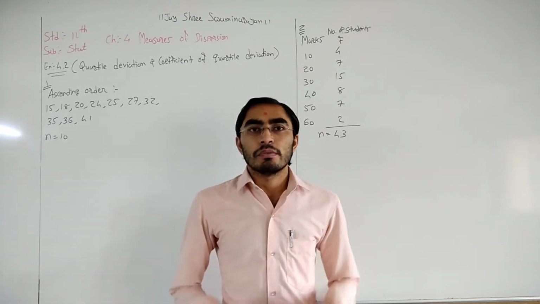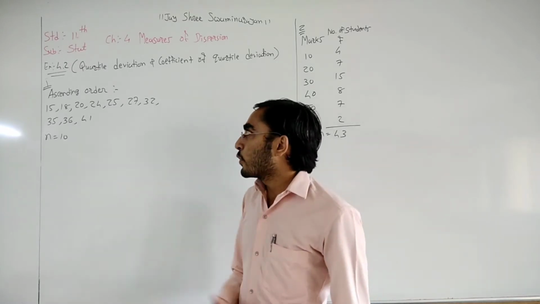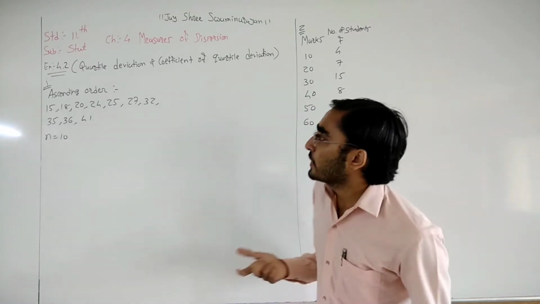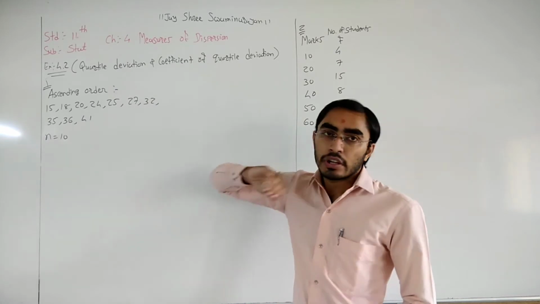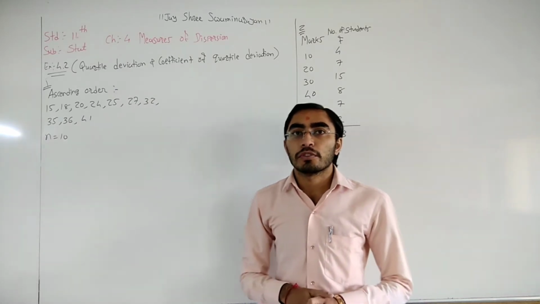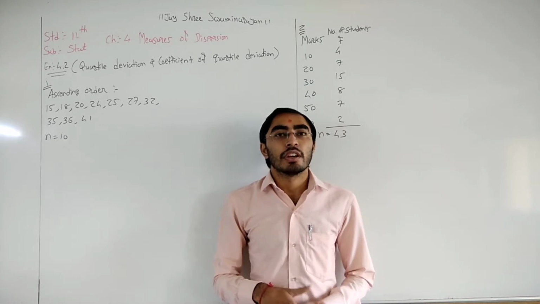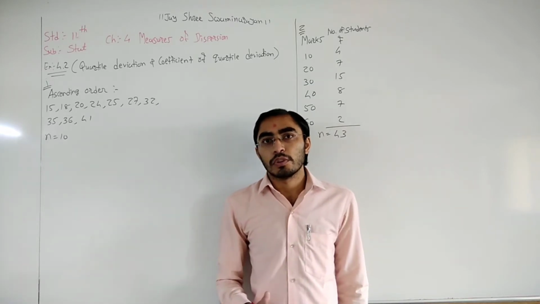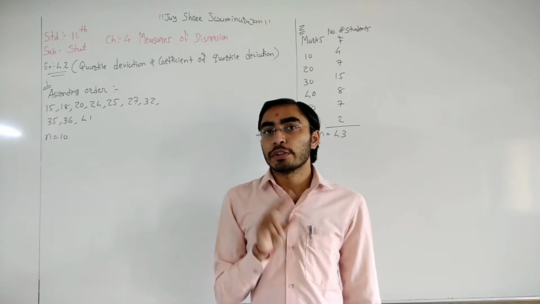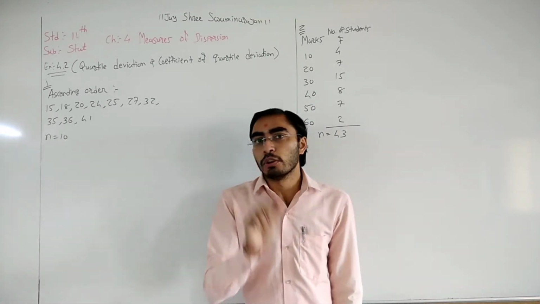In this video, we start our new exercise 4.2. In that, we learn about the quartile deviation and coefficient of quartile deviation. Now, what is the formula of quartile deviation? It is Q3 minus Q1 by 2. So here, first of all, we need to find the two things. It is Q3 and Q1.